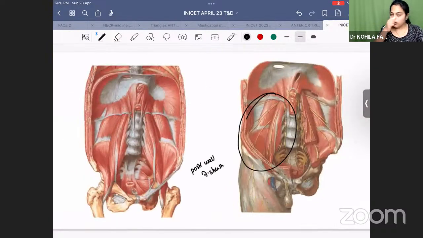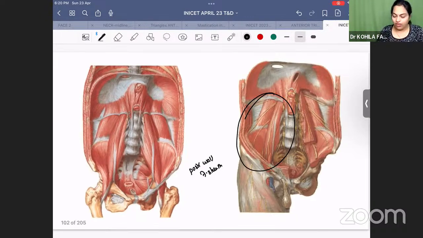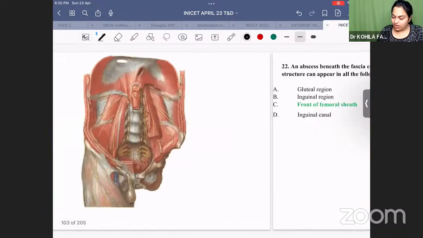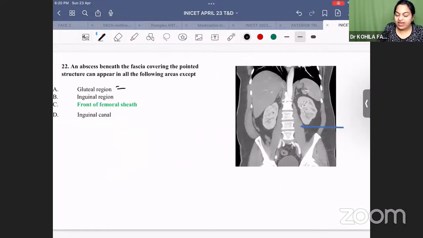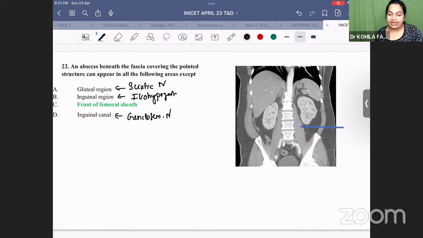Now, in TB, tuberculosis of these vertebra, the abscess can track beneath the fascia. So it comes to lie posterior to the femoral sheath and not in front of the femoral sheath. Following the sciatic nerve, it can reach the gluteal region. The inguinal region is the area of distribution of the iliohypogastric nerve, so it can follow the iliohypogastric nerve to reach the inguinal region, or follow the genitofemoral nerve to reach the inguinal canal.